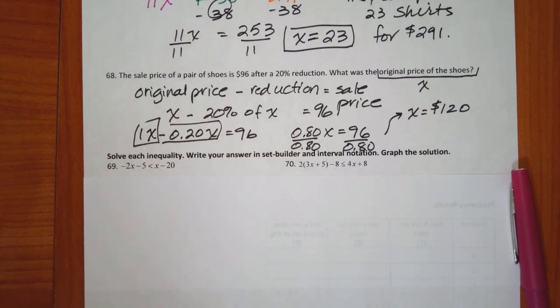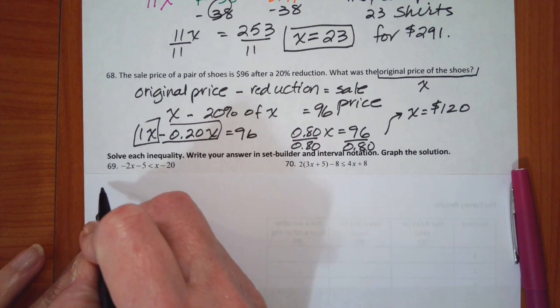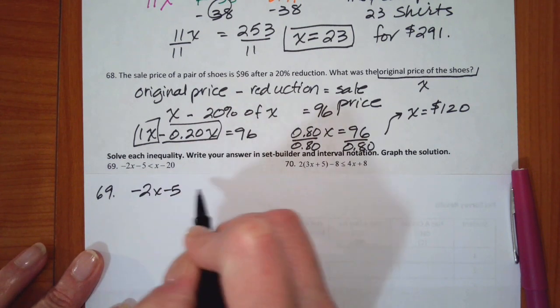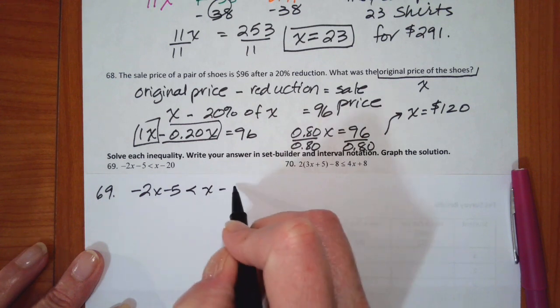All right, now we're going to solve the inequality. Write your answer in set builder and interval notation and graph it. Okay, so we've got a lot to do for each of these problems. So actually, let me write this one down again. Negative 2x minus 5 is less than x minus 20.